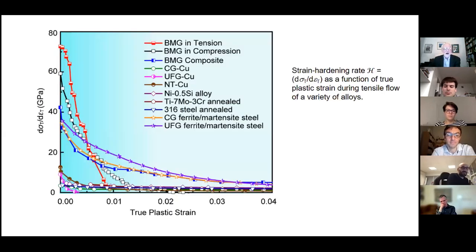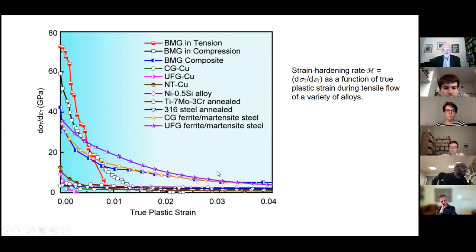So this is hardening rate as a function of strain. Initially it's very high and it decays. Our stainless steel that we just saw earlier is lurking somewhere in here, and that's this blue line down here. So very low hardening rate that, however, stays rather steady with increasing strain.